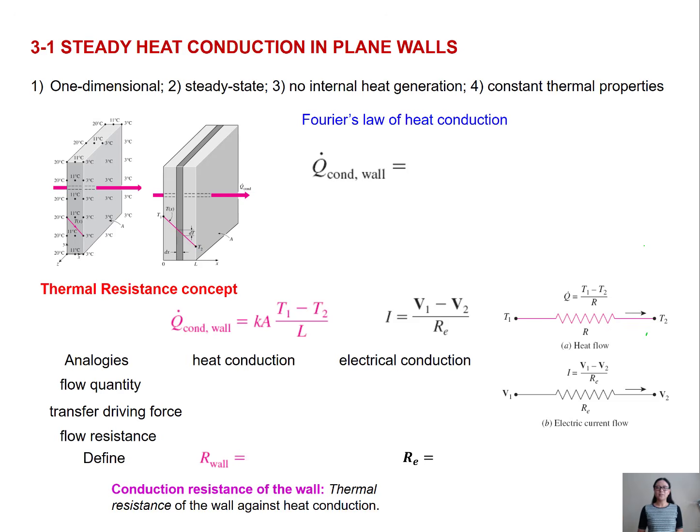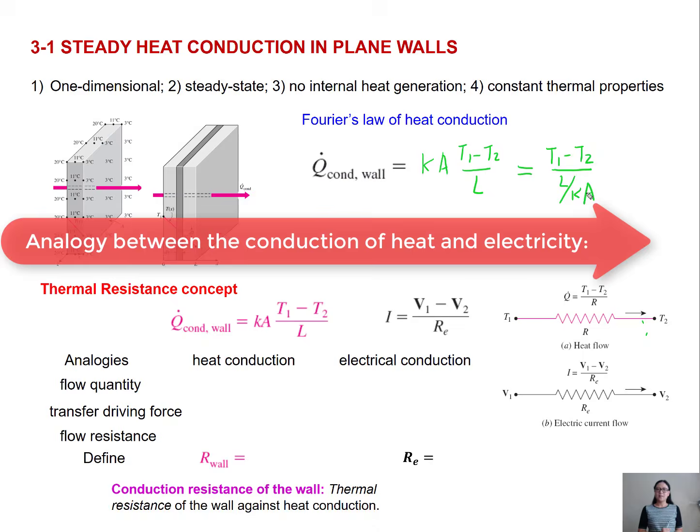At this point, we know that for the special case of one-dimensional heat transfer with no internal energy generation and with constant thermal conductivity, we can calculate the heat rate through this wall as kA (T1 minus T2) over L. Let's rearrange this as (T1 minus T2) over (L over kA). We notice there's an analogy between the diffusion of heat and electrical charge.